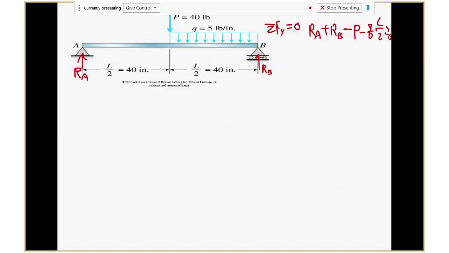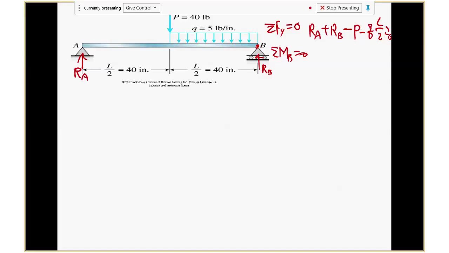Moment about A, or how about moment about B? You can always do moment about A, moment about B, right? In fact, you want to use this extra one to check whether your RA and RB are correct or not. Okay, let's start with B. Sigma MB equals 0. Now express this equation, about point B.